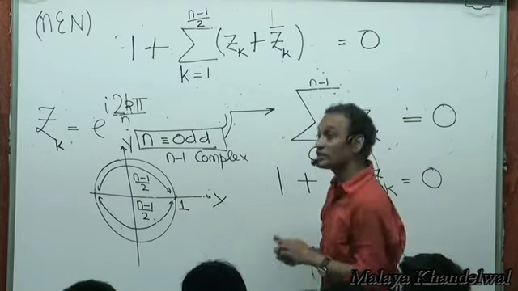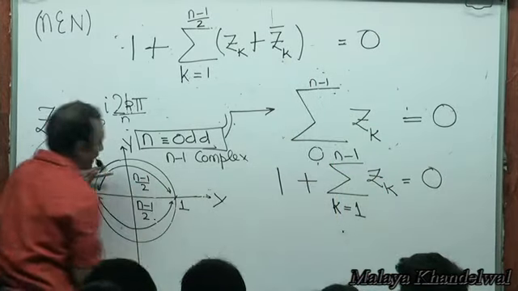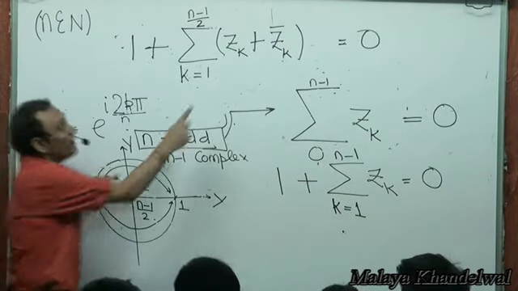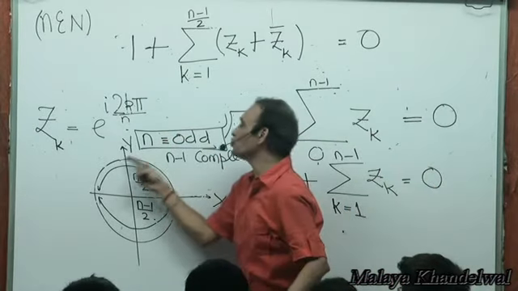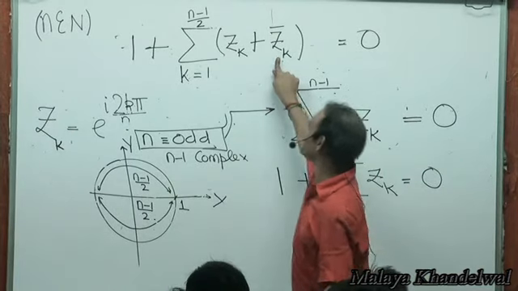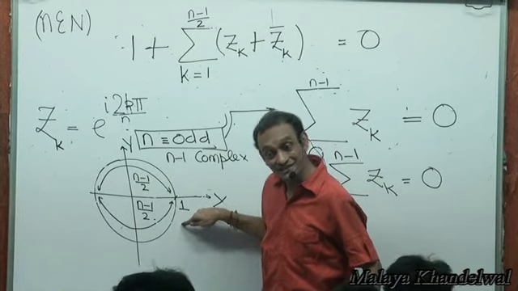See, I hope you realize the zk bars, the moment I take zk bars, then for every k lying on the upper half, I've taken a zk bar which lies in the lower half. So I've actually covered all the zk's. By just taking roots in the upper half of the circle, I have covered all the zk's. By taking these zk bars, I have covered these zk's lying on the lower half of the circle. Yes or no?